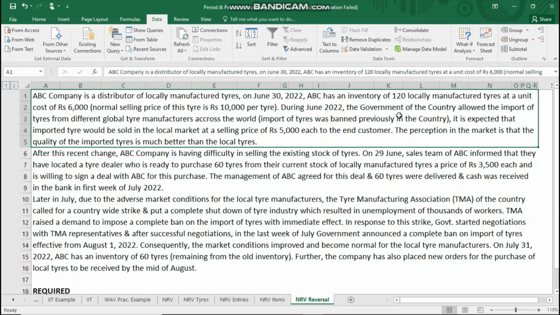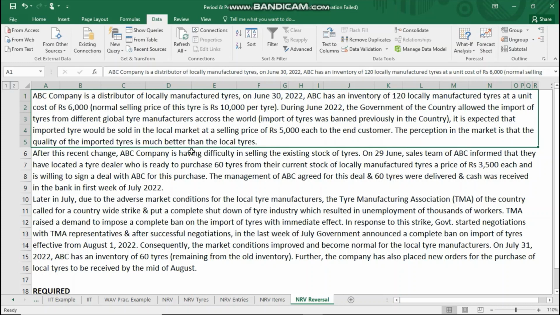The thing is, the government of the country allowed the import of tires from different global manufacturers. Okay, previously there was a complete ban. It is expected that the selling price of the imported tire would be 5,000, which is much lower than the cost of the locally manufactured tire. It indicates that the cost is exceeding the net realizable value of the inventory. Okay, so let's see further.